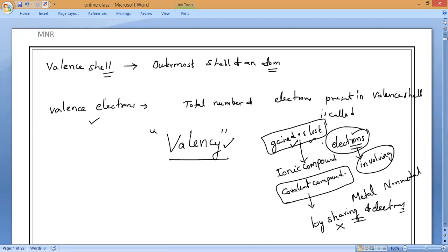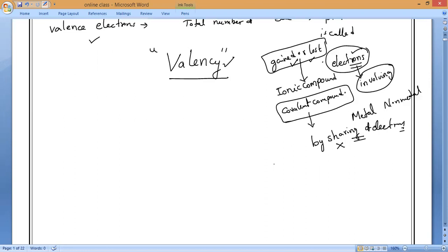Now, this sharing, as well as gaining or losing, is it unlimited, or is there a limit for every atom? Can they lose all the electrons or gain all the electrons, or is there a limit for every atom? There is a limit. So that is what you have to remember. The maximum number of electrons either gained, lost or shared during chemical bond formation is called the valency of the element.